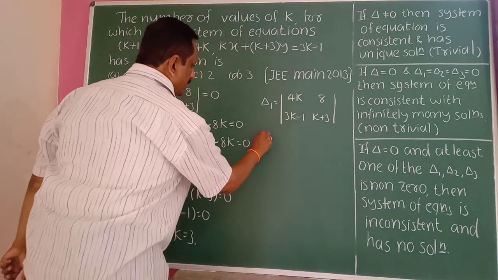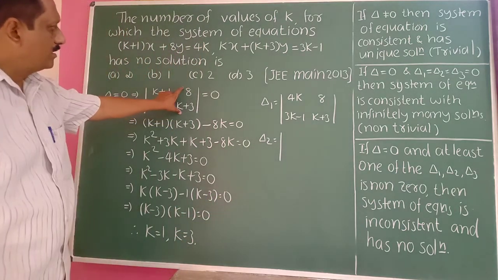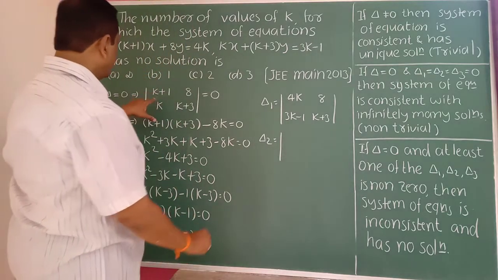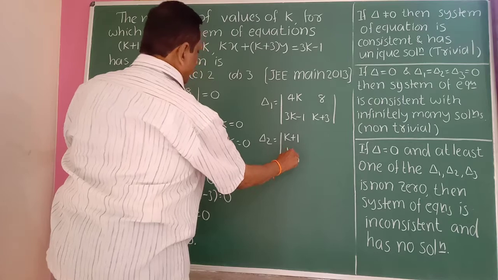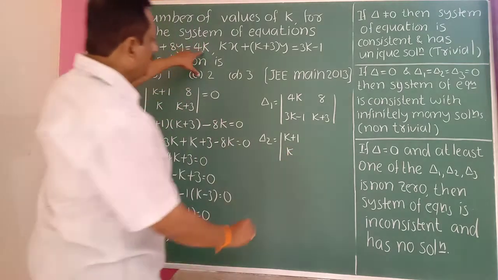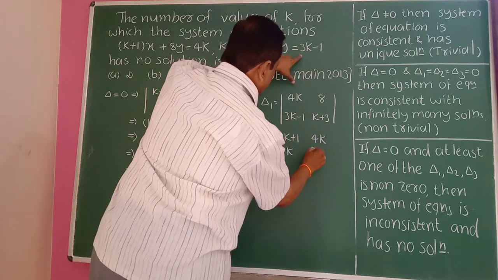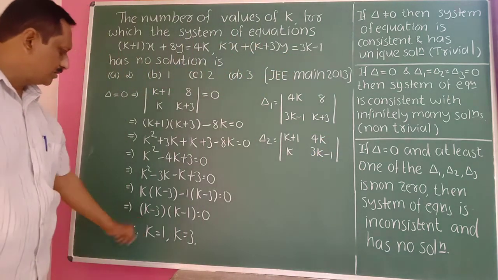And delta 2 here. Replace the second column by 4k and 3k minus 1. First column write as it is, k plus 1 and k. Replace this second column by 4k and 3k minus 1 here. First take k is equal to 1.